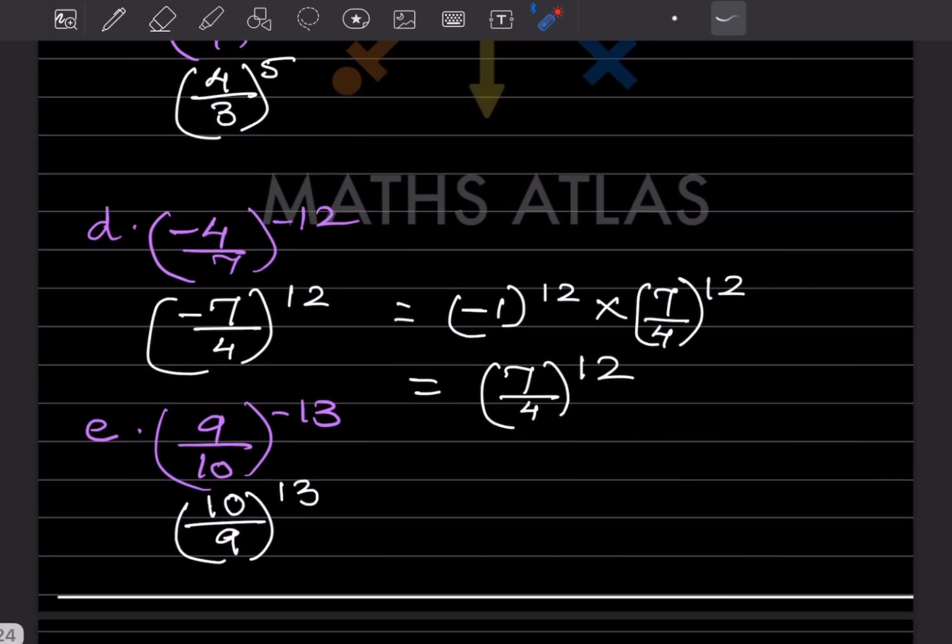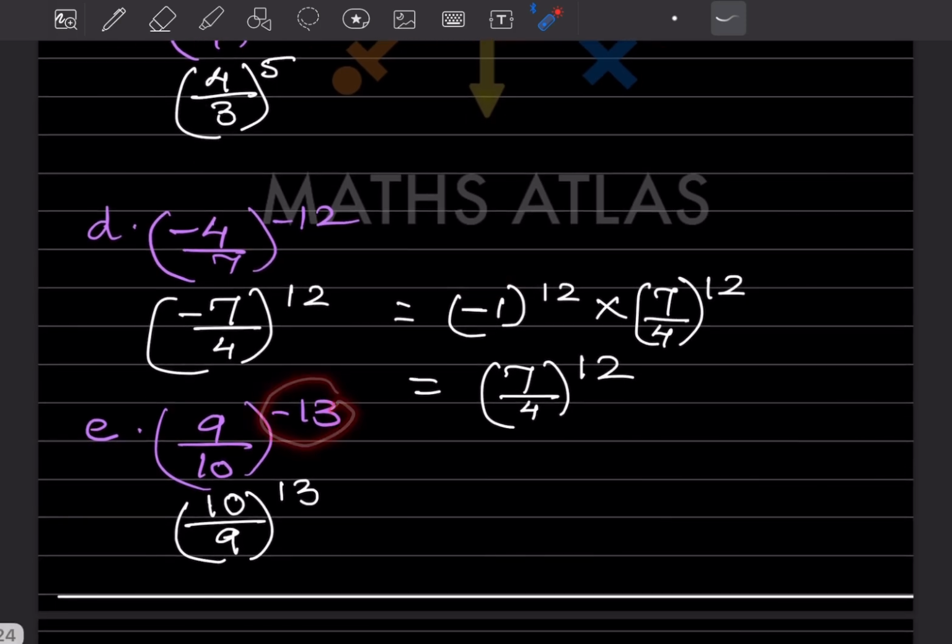Now here is minus 13. So what will you do? You are going to flip over this one. So 10 by 9, so 9 by 10 raised to 13.